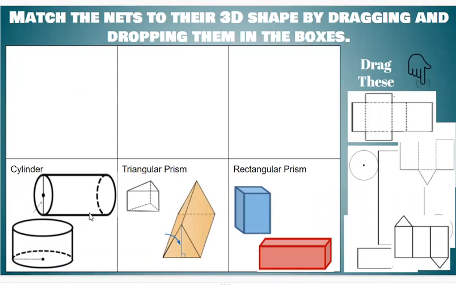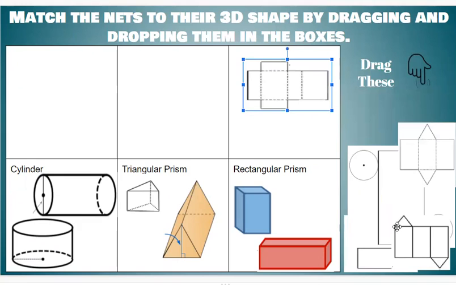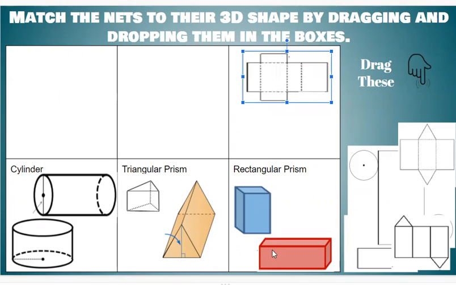Match the nets to their 3D shapes by dragging and dropping them in the boxes. So you're going to come over here and grab the nets and start putting them into the boxes. Now I noticed that these all have rectangles. So this is a rectangular prism, so I'm going to leave it here in the rectangular prism box.